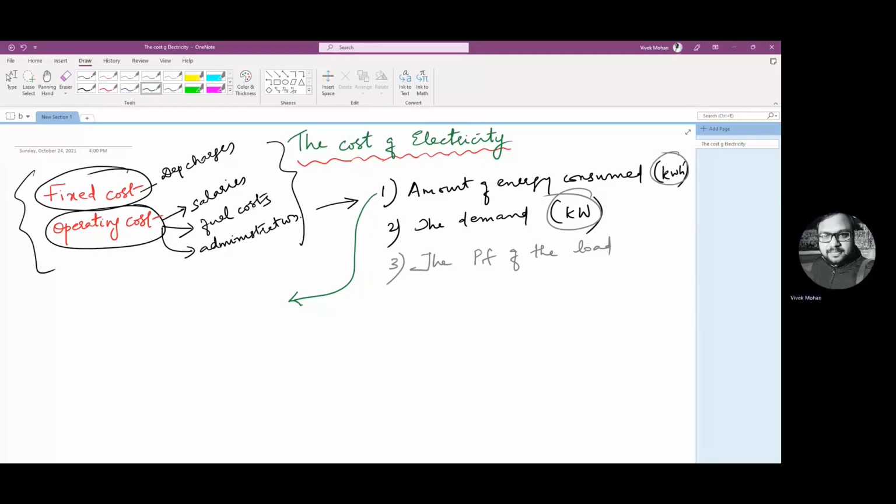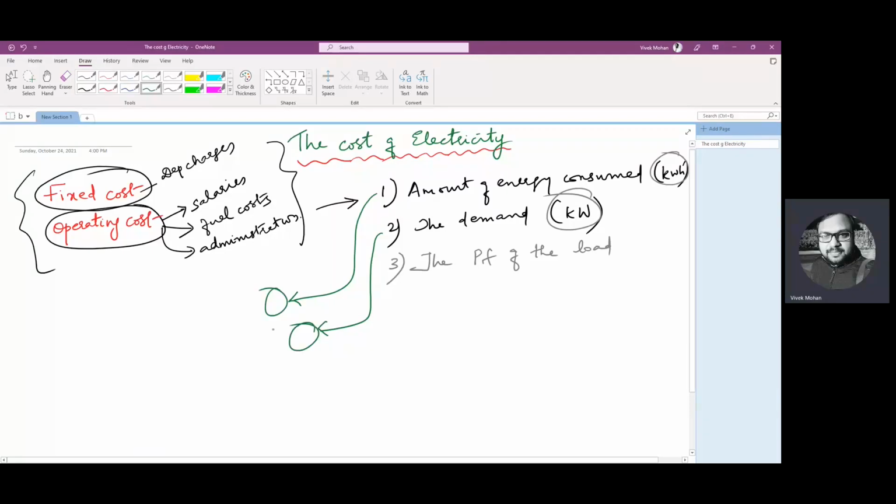So that is about tariff based on kilowatt hour. Now tariff based on kilowatt. For tariff based on kilowatts, we will demonstrate through examples. I'll show you a figure and based on that we'll see.